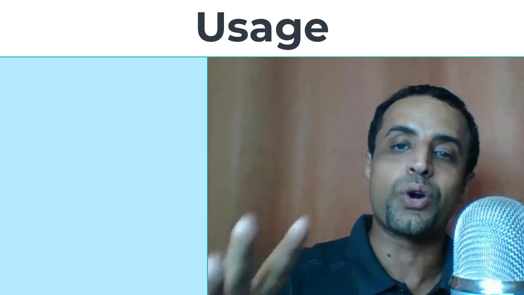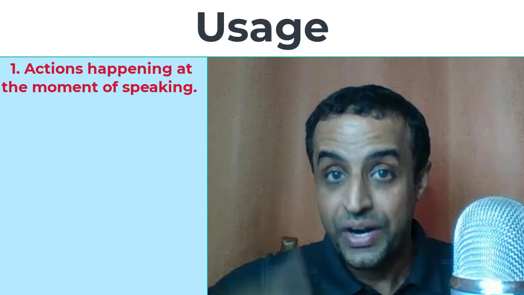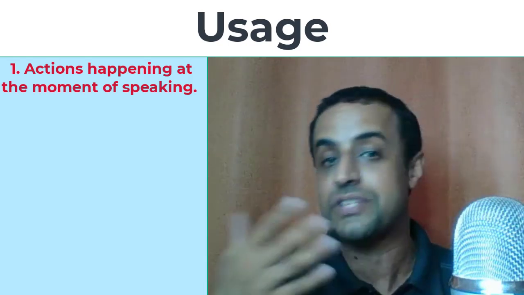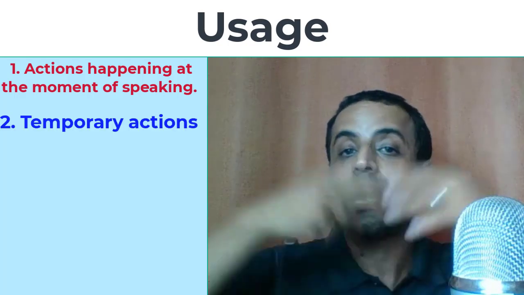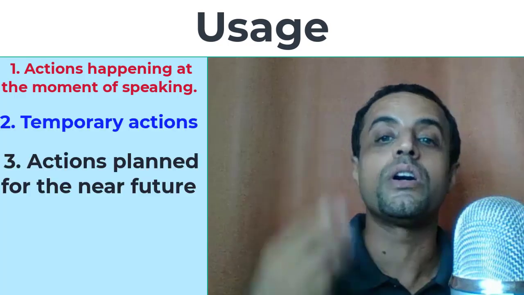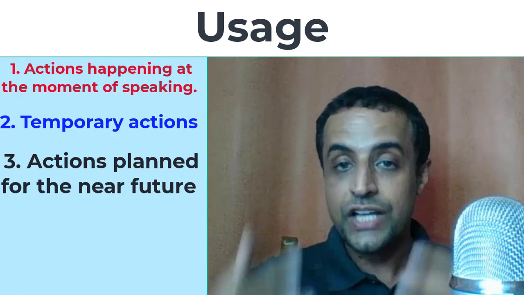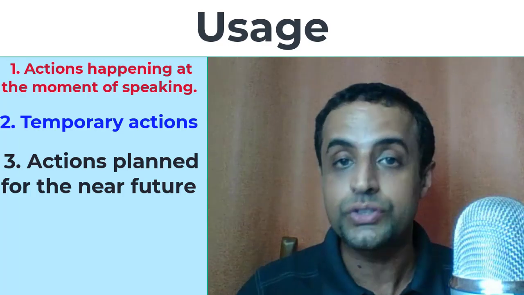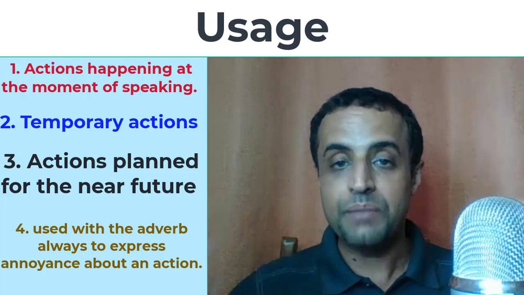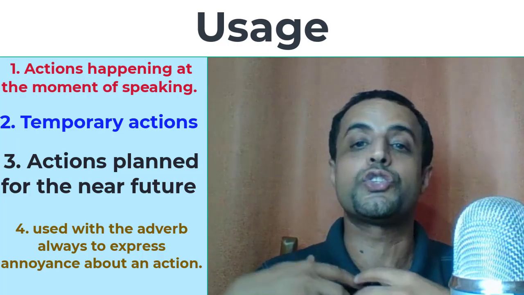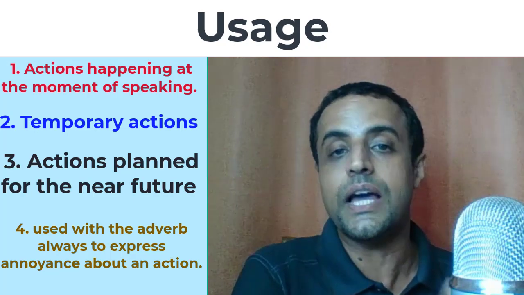So these are the four rules that you need to keep in mind when you practice your English. The first one, when you talk about actions that are happening right now at the moment of speaking. The second one, actions that are temporary. The third one, actions that are planned for the near future. And the fourth one, when you are talking about something that you are not happy about, something that you're annoyed about, and you use the adverb always.